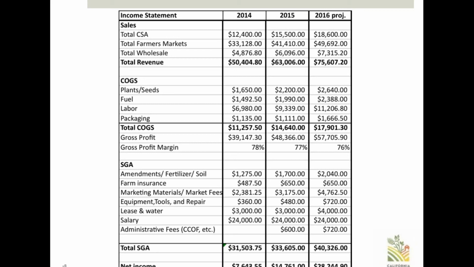to produce the products, which means you have 78% left over to pay your farm insurance, for repair, to pay for your lease, to pay yourself a salary potentially, and also to have net income left over to then pay out to owners or to spend on buying equipment and those types of things.